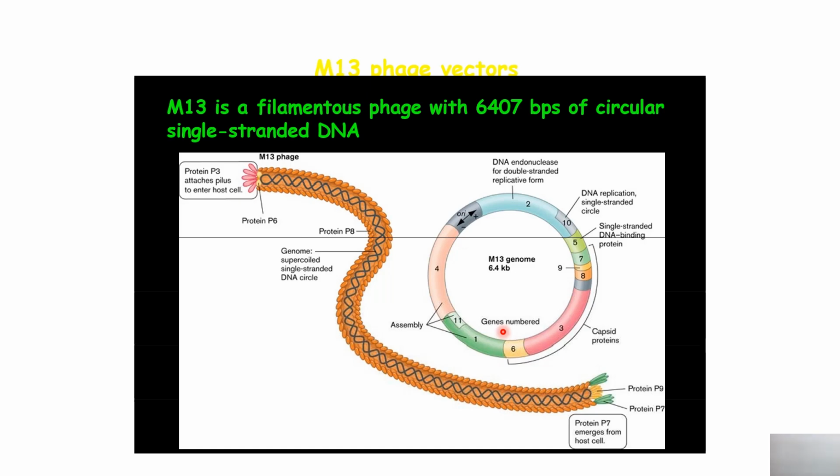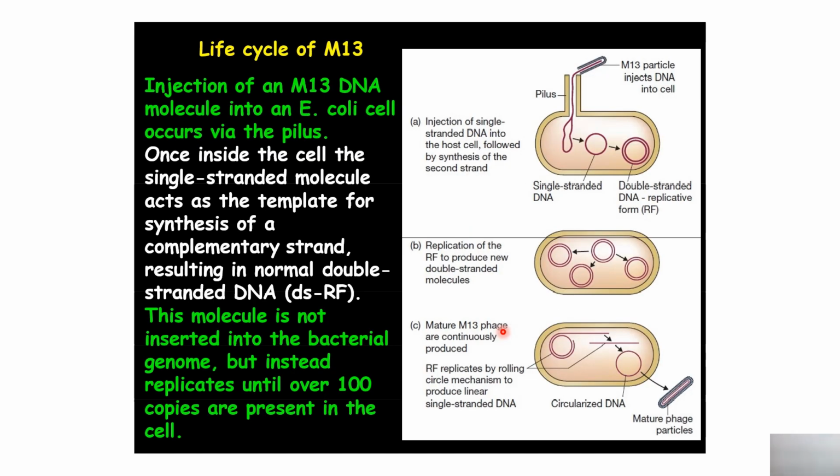So M13 is a filamentous phage with 6.4 kb of circular single-stranded DNA. So what is the life cycle of this M13 phage? Injection of an M13 DNA molecule into an E. coli cell occurs via the pilus.